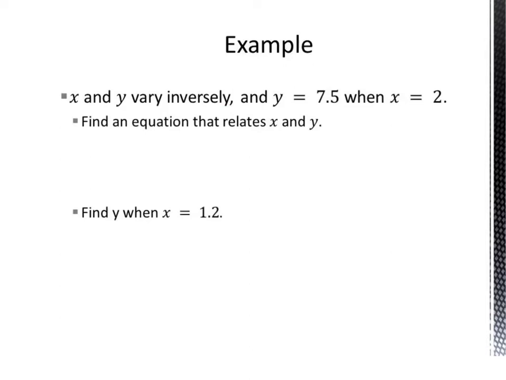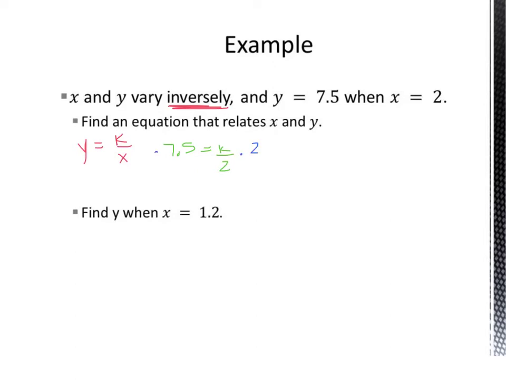So let's try that again. Some of them are going to say directly, some say inversely, so watch that. So this one again says inversely. So if I start with my inverse equation, I have to know what k is. That's my one unknown. X and y have to stay x and y. So I'm going to plug in the two values they give me. Y is 7.5, x is 2, and I'm going to solve this for k.